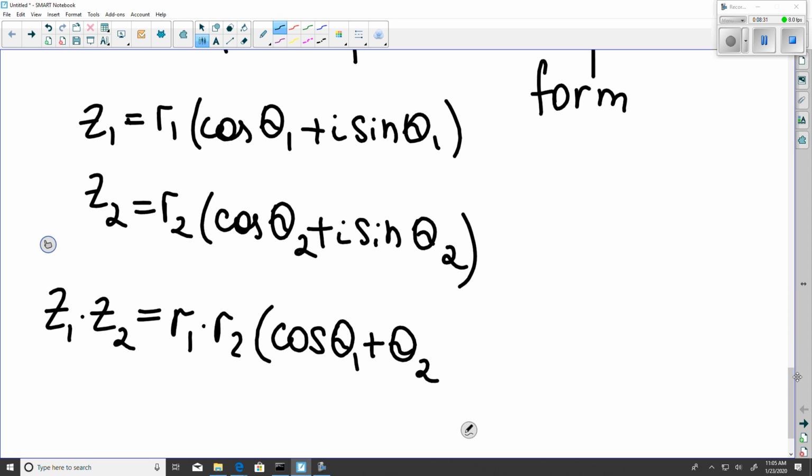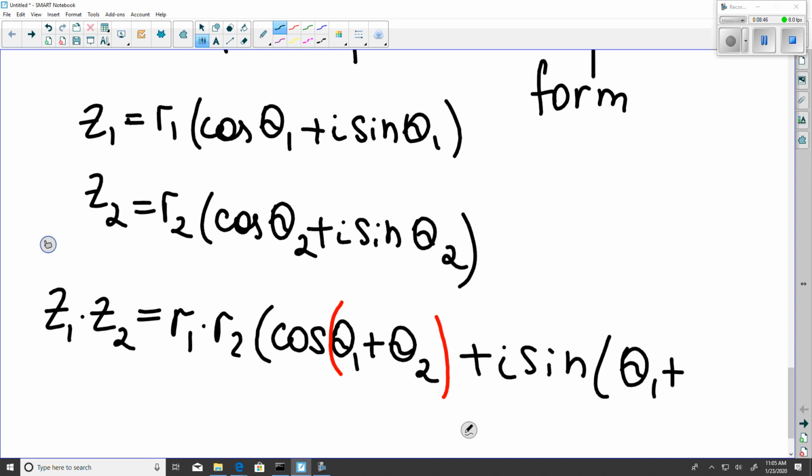You have a very good idea. So what will happen, you're absolutely right about multiplying the moduluses, R1 times R2. The angles will be added. So it will be cosine of theta 1 plus theta 2 plus I sine of theta 1 plus theta 2. And that's it. This is super simple to memorize. You will multiply the moduluses, you will add the angles. Super simple to memorize. None of my students had problems last year with that.